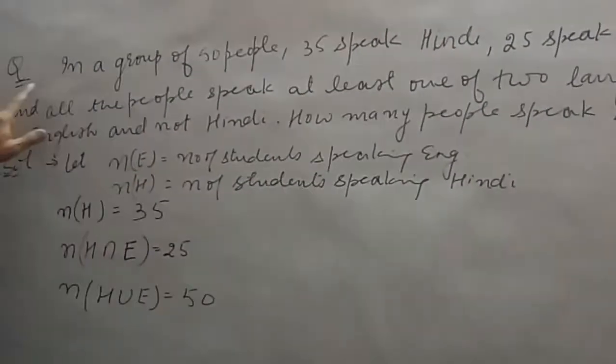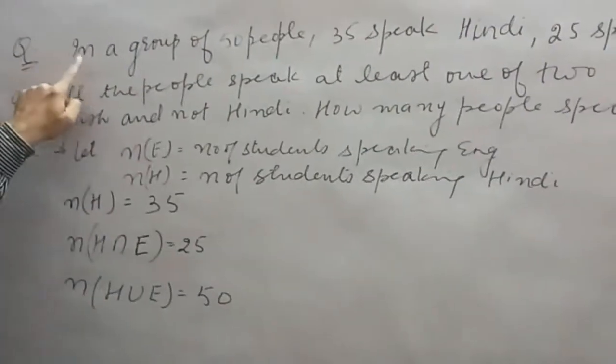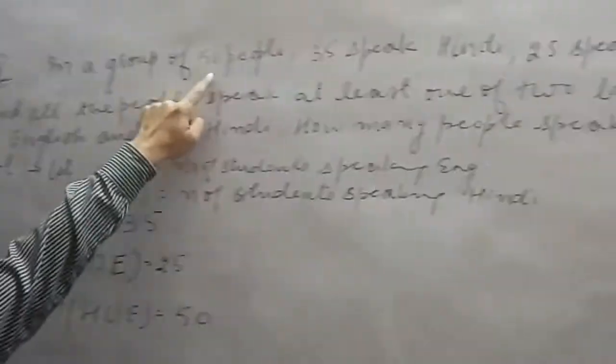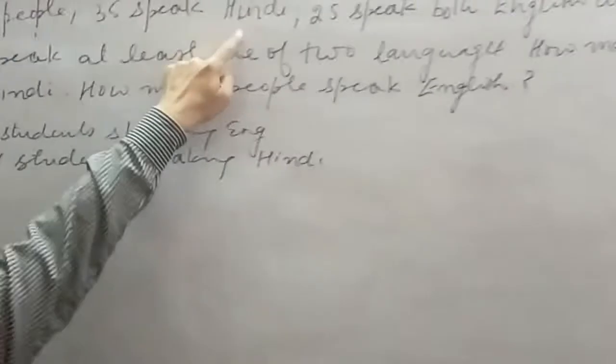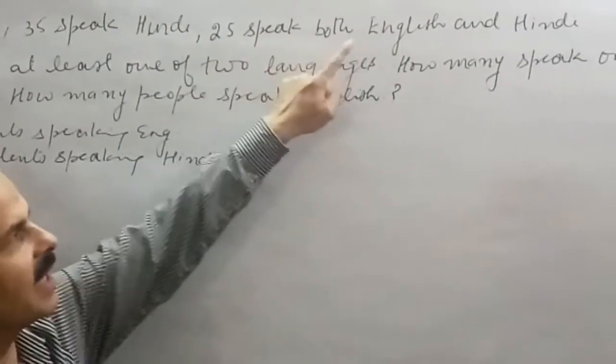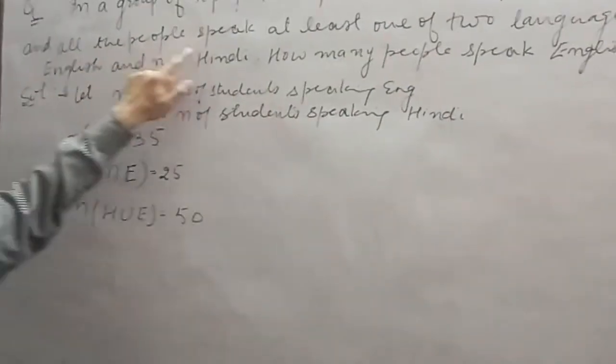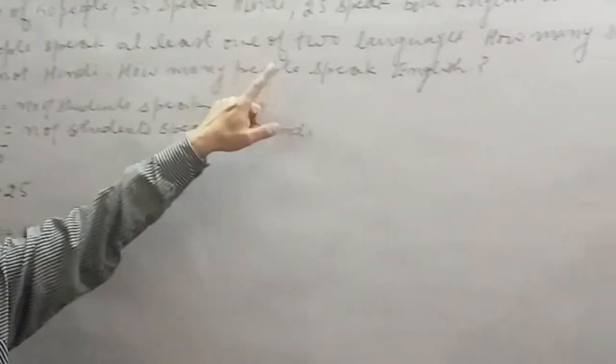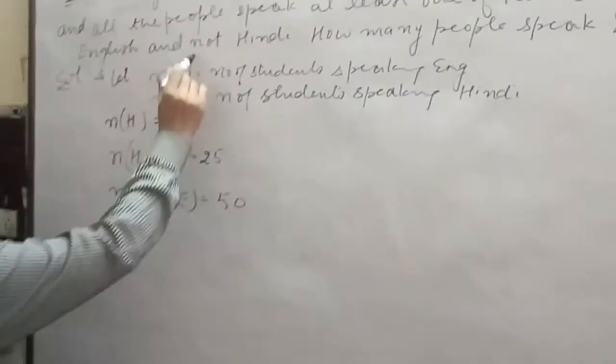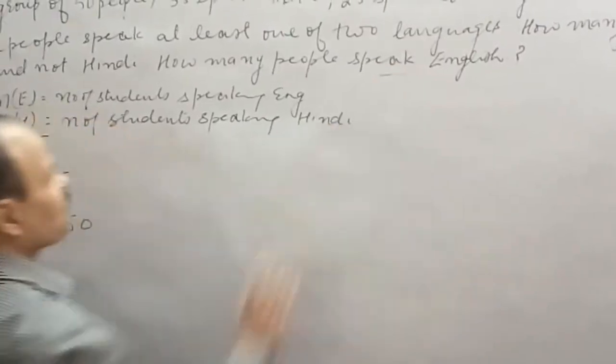We will solve this question now based on the properties. In a group of 50 people, 35 speak Hindi and 25 speak both English and Hindi. And all the people speak at least one of the two languages. How many speak only English and not Hindi? And how many speak English?